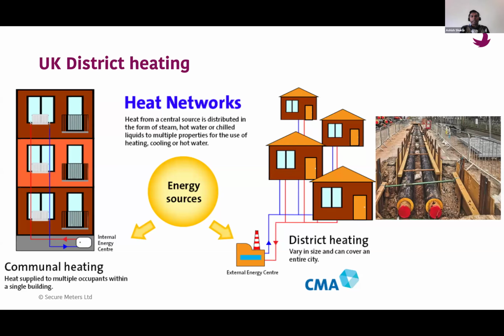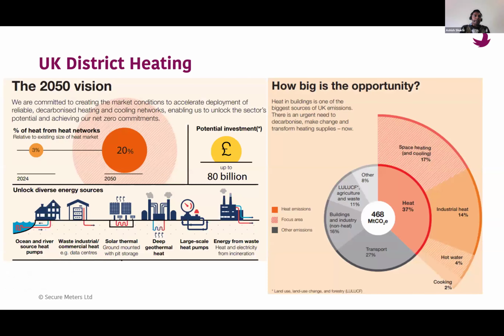And I'm just showing you the picture on the right hand side, how this pipe goes in the city, and then it goes from the city to different houses or premises. So this is happening, and this is the UK 2050 vision. Right now they have around 3% of district heating. So by 2050 they want to reach 20% of the district heating.